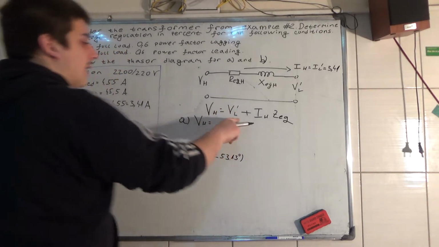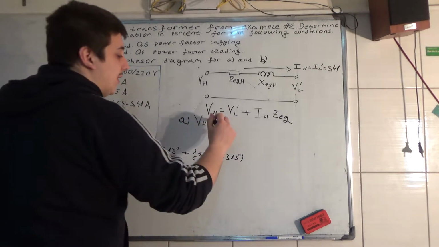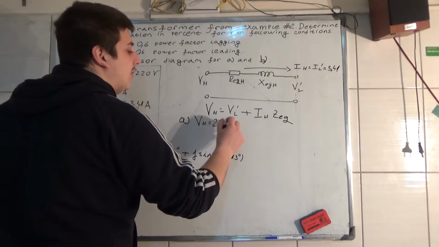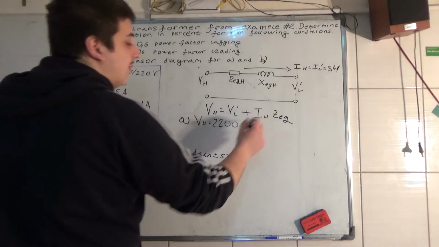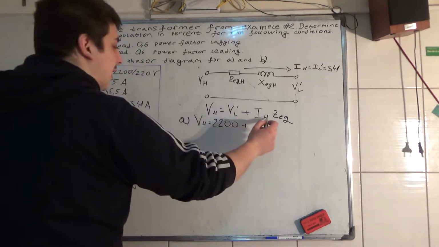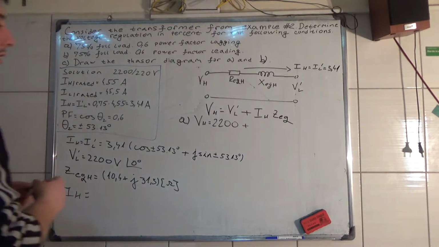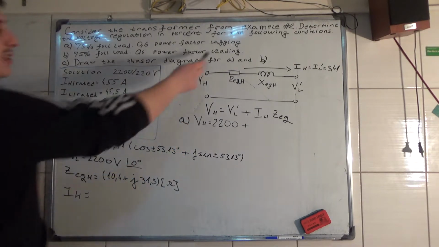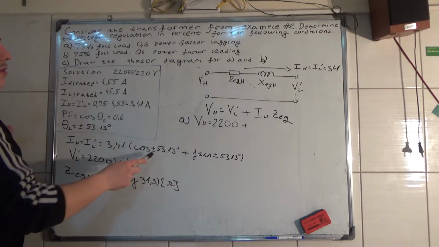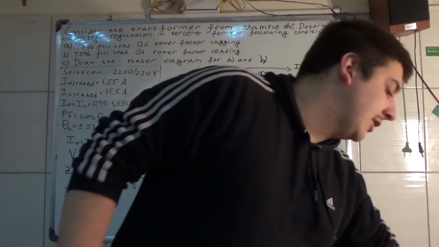Now we said that this is 2200 volts, zero phase, and now we have to calculate the complex value of the high voltage side. So we're going to do that with a calculator. This is for minus, because it is lagging, we're using a minus value. So minus 53.13 degrees.